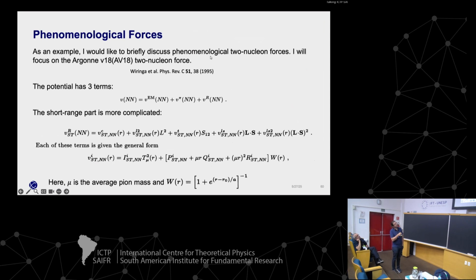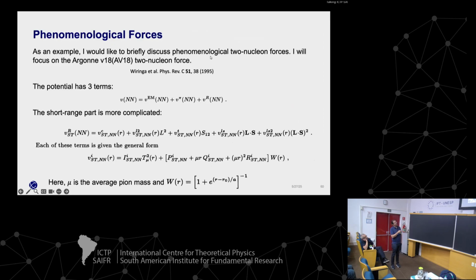Okay. So there's this phenomenological Argonne V18 interaction. That's a two-nucleon force. It's one of the most precise phenomenological interactions that people have developed. And if you want to read more about this, you can read about it in this paper. It's from 1995, which actually I think is amazing. And I will talk more about this in the next slides.